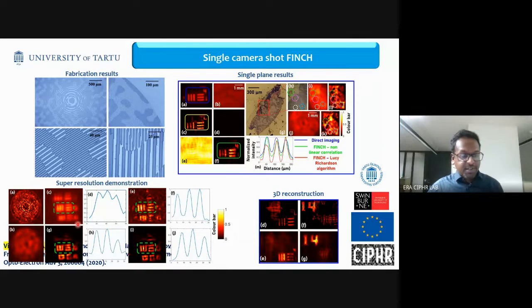And this result was to show super resolution. This is the one with direct imaging, and this is the result with Finch. And you can see that the resolving power is significantly better than direct imaging. And this is the 3D imaging result. We recorded the PSF for 2 planes, and we reconstructed the object information at the 2 planes.